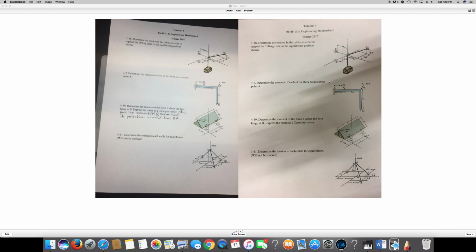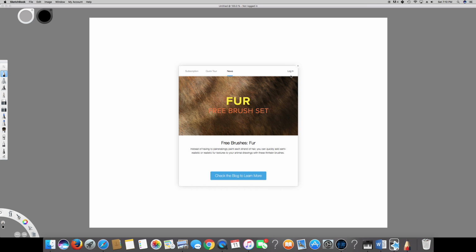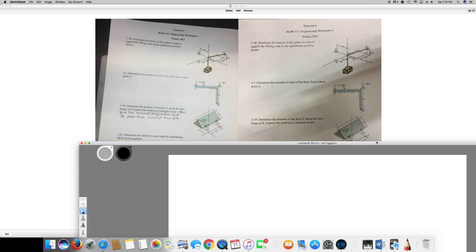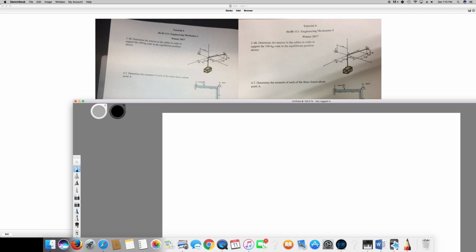So they have given A, B, C, D. So we have 4 points here. First I'm taking A. A is at the origin, so it's going to be 0, 0, 0. And B is 2.5 distance in the x-axis, and it's positive.